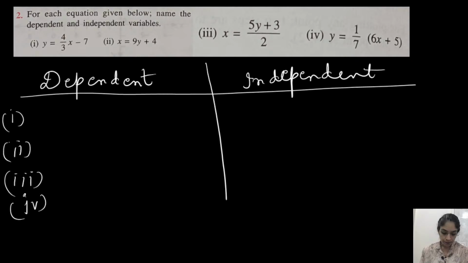Okay, in the first one, let's see who will give the answer. In the first equation, which one is dependent and which one is independent? And I'll just remind you, the variable which is on the left hand side is dependent and the other side variable is independent. So first one, yes, Sami has given the answer. First one, y is dependent and x is independent.